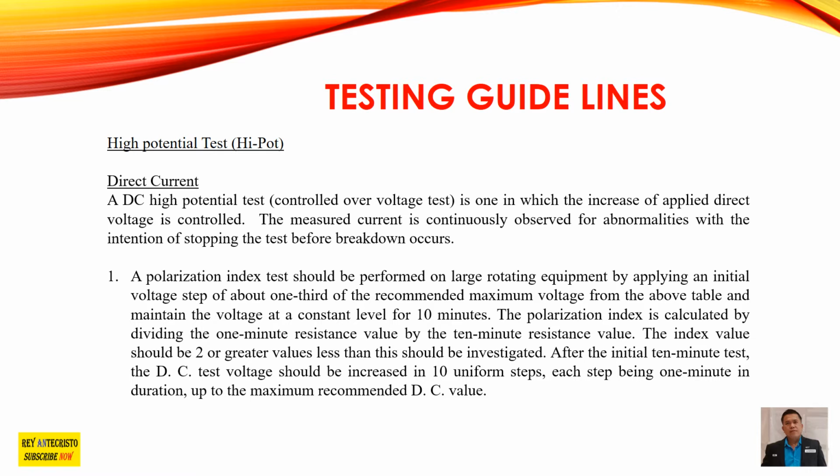So, tine-check din natin yung polarity ng equipment, no? Let's say kung mag-testing ka ng bus bar, mag-testing ka ng current transformer o CBCT, tapos yung phasing na yan, RYB, marami tayong mga testing. So, this is for the guidelines, how it works. The polarization index is calculated by dividing the 10-minute resistance value by the 1-minute resistance value. After the initial 10-minute test, the DC test voltage should be increased in 10 uniform steps, each being 1 minute.